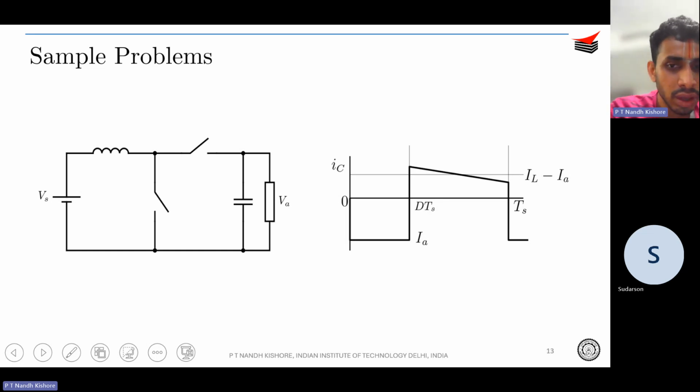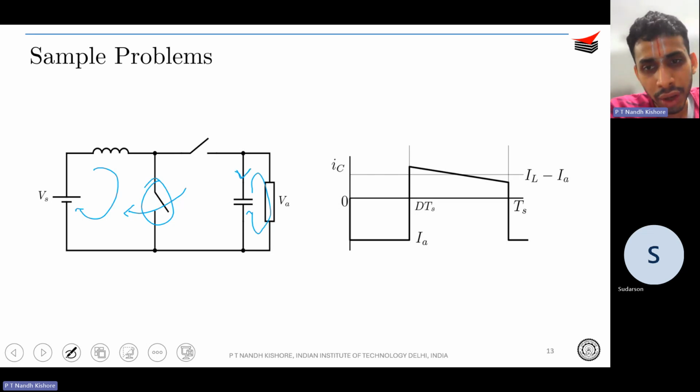And also, as far as IC, that is your capacitor current, is concerned, this was your active switch. When this switch is turned on, the inductor charges up, correct? So during this period, the capacitor feeds the load. That is why your IC conventional direction is taken something like this. So your IC is written as minus IA. Okay, it's in the negative direction, negative IA.